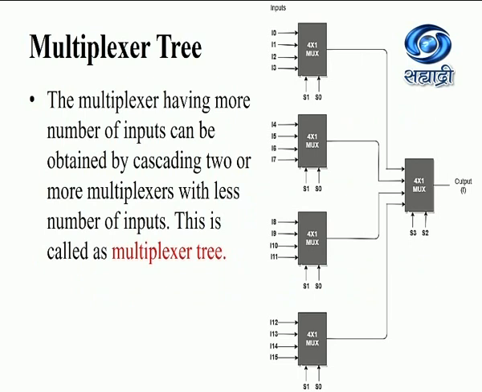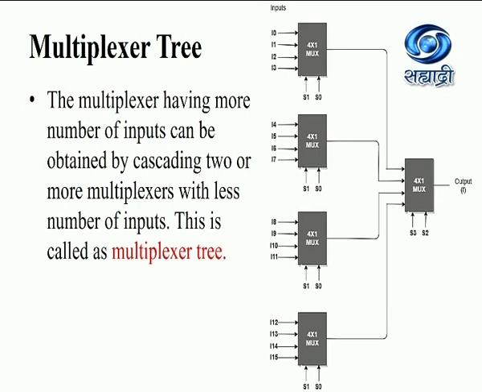So this is multiplexer tree. So by using different types of MUX, we can design this multiplexer tree. So the multiplexer having more number of inputs can be obtained by cascading 2 or more multiplexers with less number of inputs, and this is called multiplexer tree.